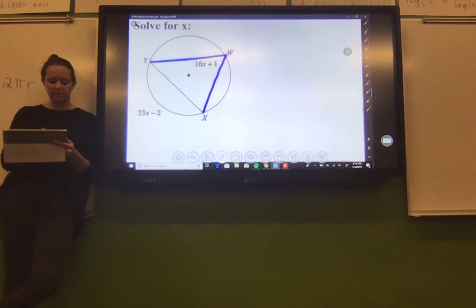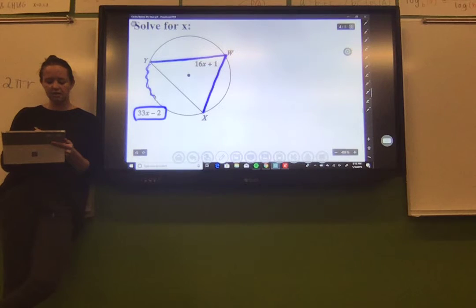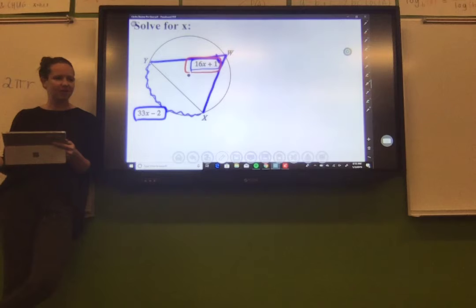Okay, so we've got this one, 33x minus 2, that's this little arc length right here. And then if you go all the way across, this angle is 16x plus 1. So tell me one more time, are these 2 equations exactly the same? No. Which one's smaller? The inside one. Yeah, this little baby guy, right? So what do I need to do to the smaller one so that it equals the bigger one? Double it. We've done this before, right? Okay, so we're just going to double this one.